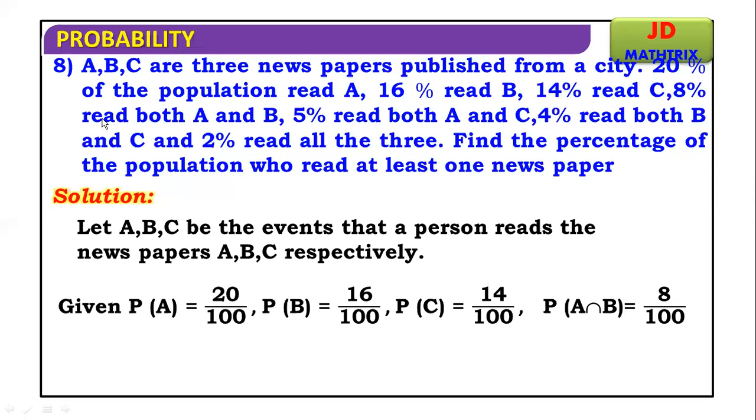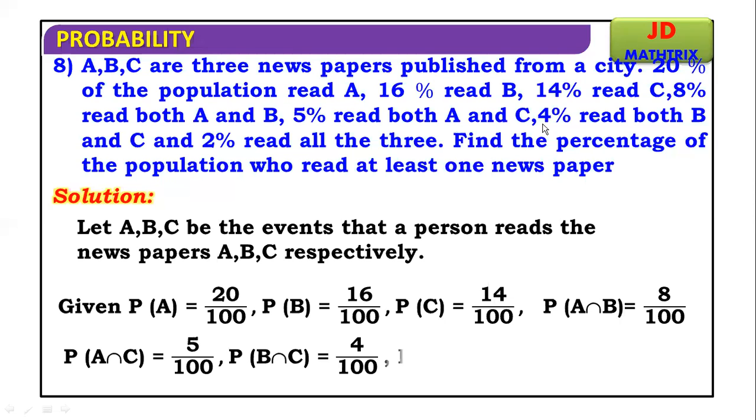Next, 8% read both A and B. That means if a person is selected at random, the probability that he reads both the newspapers A and B is 8%, that is 8 by 100. Similarly, 5% read both A and C, that means P of A intersection C is 5 by 100, and 4% read both B and C, then P of B intersection C is equal to 4 by 100. Next, 2% read all the three. That means P of A intersection B intersection C is equal to 2 by 100. So this is the given data.